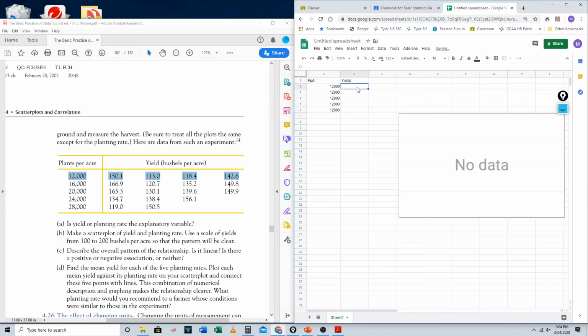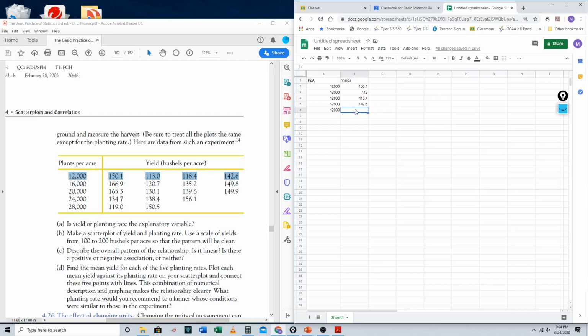And it had yields of 150.1, 113, 118.4, and 142.6. I may need to delete this. Let's delete that, and we'll just do another chart. Oh, there's only 4 of them. Okay, not 5.